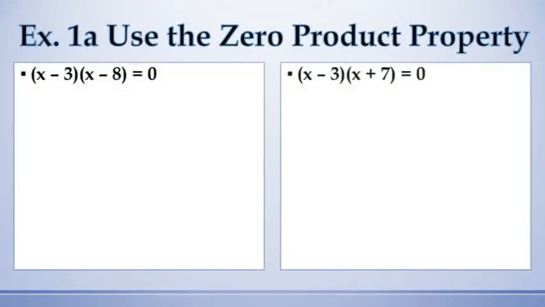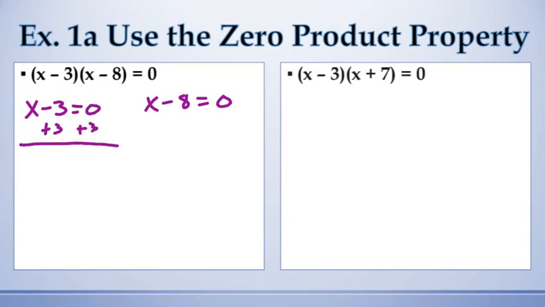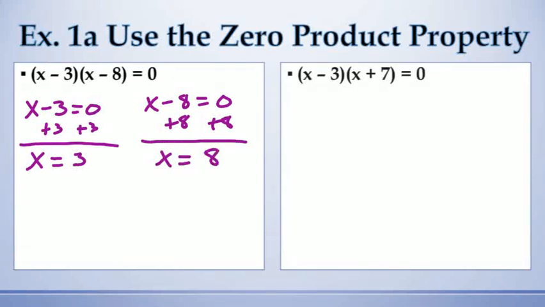x minus 3 times x minus 8 equals 0. I need to set both of those binomials equal to 0. So x minus 3 equals 0 and x minus 8 equals 0. And then we use what we did earlier in the year, the golden rule of algebra. Whatever I do on one side, I must do on the other. So in order to get x by itself, I add 3 to both sides. When I do that here, x can equal a positive 3. Now on the right-hand side, if I add 8 to both sides, I have x equals a positive 8.